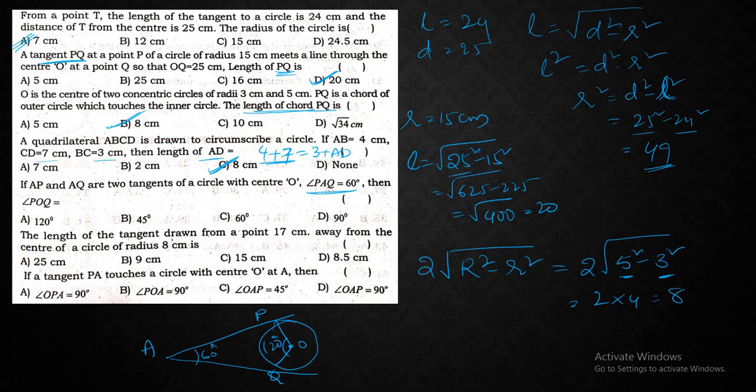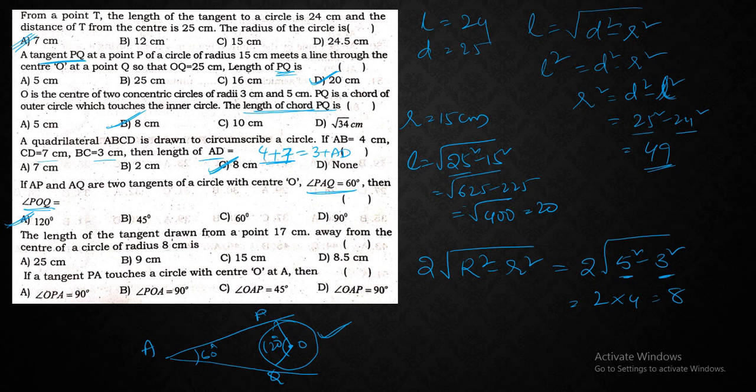Just go through it. POQ is nothing but 120 degrees. Suppose if we ask POA, then it is 60 degrees again, right? So the reason we draw this diagram is to make sure whether the answer that we are getting is correct or not, right?